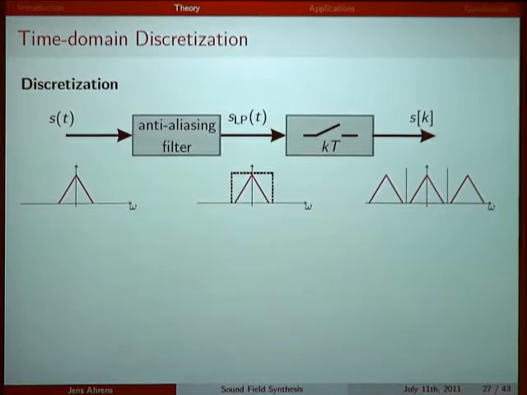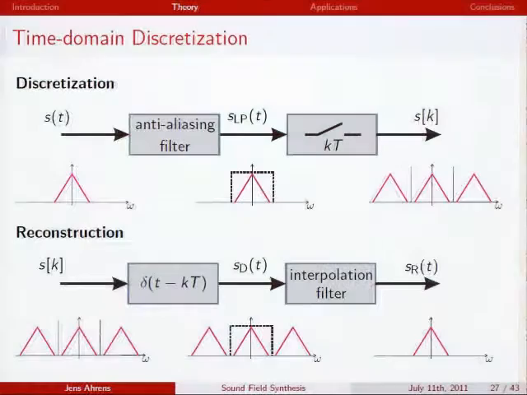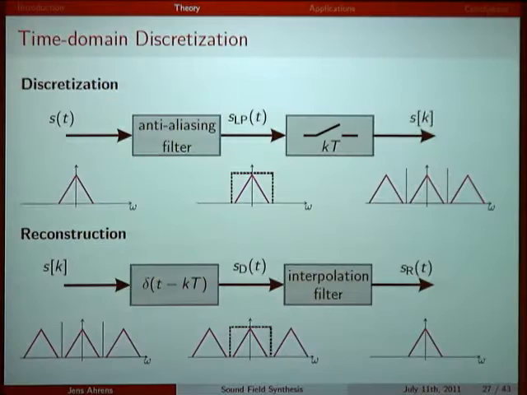If you then discretize the signal in time with a specific constant interval, you will get repetitions in the spectrum of the signal. And in order to reconstruct the signal, you impose a low-pass filter in order to filter out the baseband of these repetitions. And the result, if all parameters are selected accordingly, is that the reconstructed signal is equal to the initial continuous domain signal.